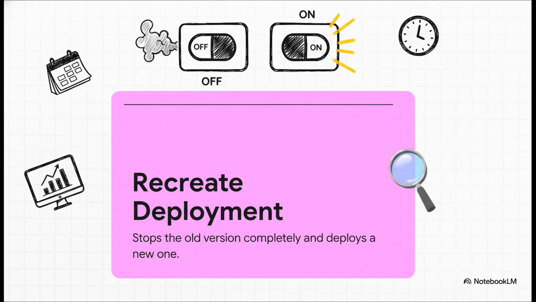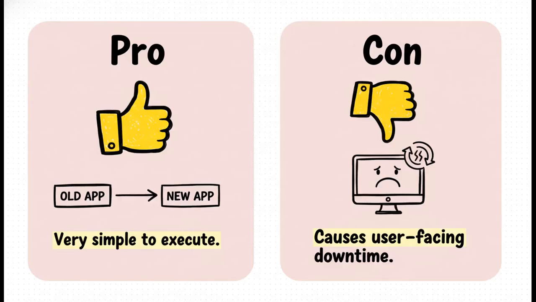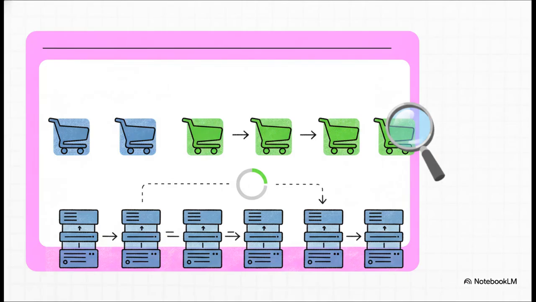You'll often see this used for internal tools that can handle a little bit of downtime, like, say, an HR application that's only really used during business hours anyway. And here we have the classic trade-off. What's the upside? It's dead simple. There's almost no complexity. But the downside? Well, it causes user-facing downtime, which, let's be honest, is a total deal-breaker for pretty much any modern app you can think of.